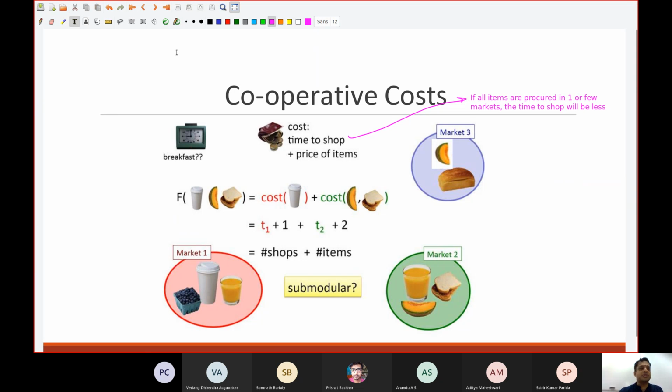On the other hand, the price of items, again, there can be discounts. So if all items are purchased from a similar market, the more the number of items you manage to purchase in a single market, the more is the discount possibility. So this is an example of minimization.